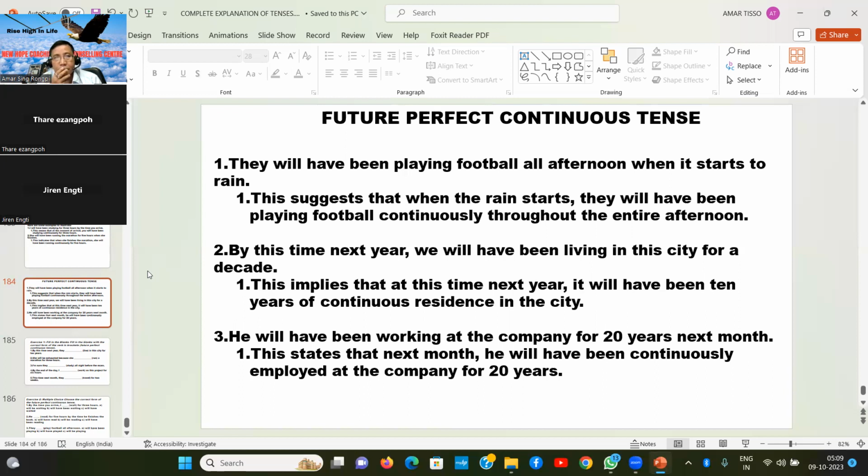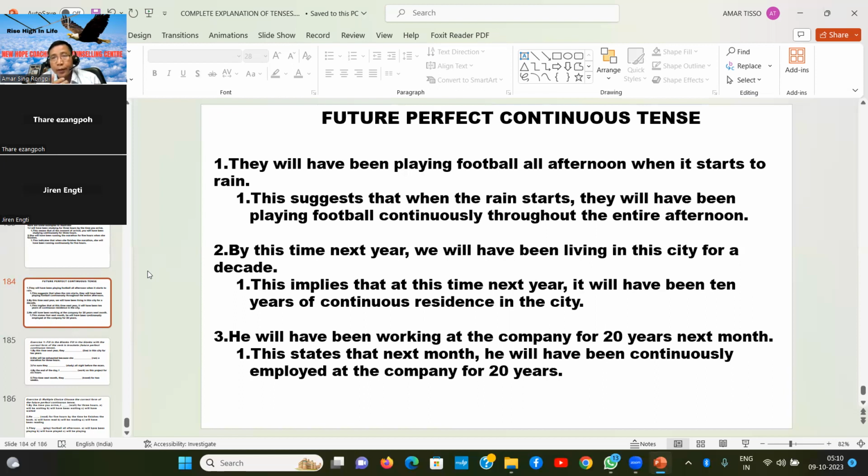When the rain comes, when the rain will come, the future continuous. The future perfect. You will be taking the clothes. When the rain comes, when the rain starts, you will be taking all the clothes inside.